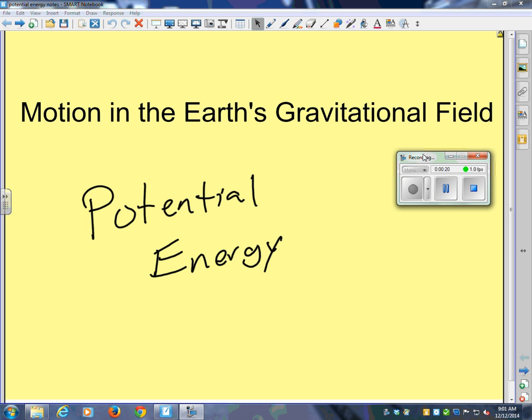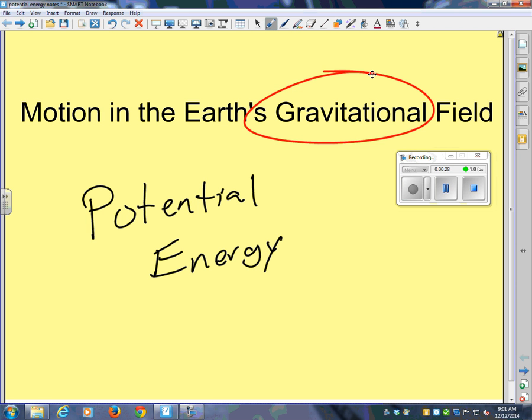So motion in the Earth's gravitational field, or in other words, potential energy. Now, potential energy doesn't necessarily have to be gravitational, although that will be our focus. Potential energy is also in the form of chemical energy. I guess chemical and electrical are somewhat related there as well. An argument can be made that electrons outside their shell is a type of gravity as well. Anyways, we're going to focus on the gravitational field.